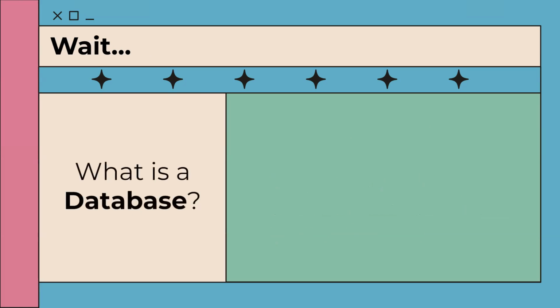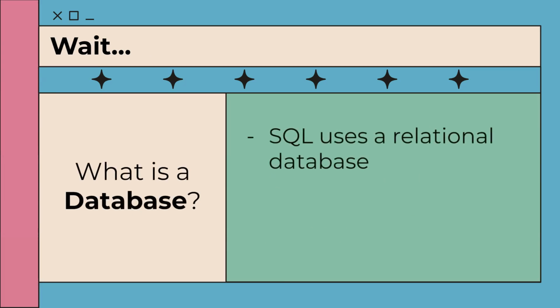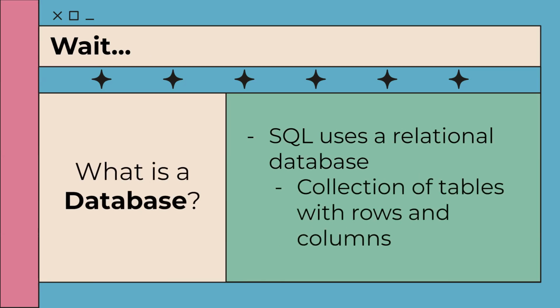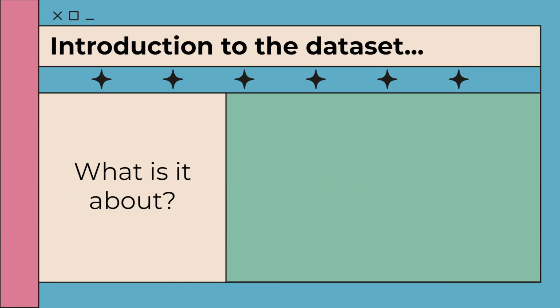But before that, let's talk about databases. So what even is a database? In SQL, we use a relational database, which is a collection of tables with rows and columns. You can imagine it like an Excel file, where you have tables, columns and rows. In fact, you can also import your Excel file into SQL for further manipulation.